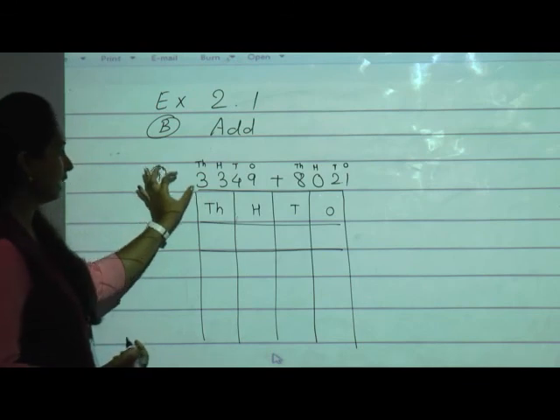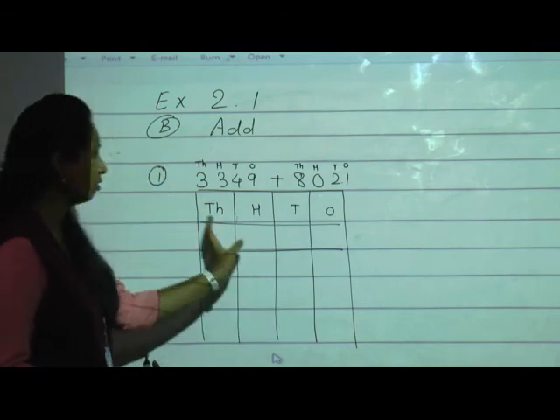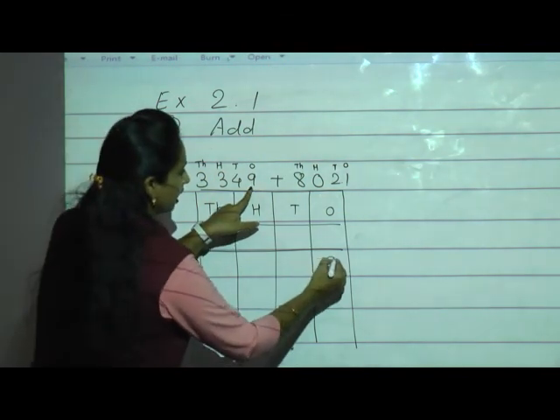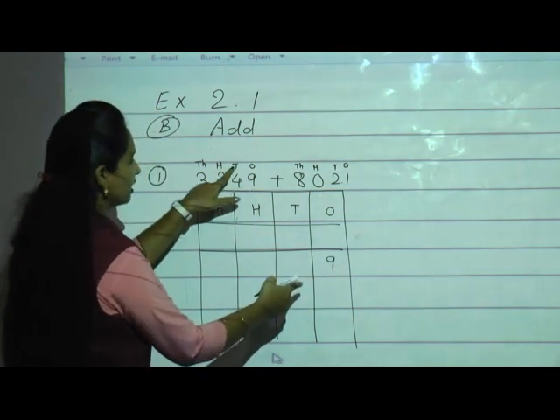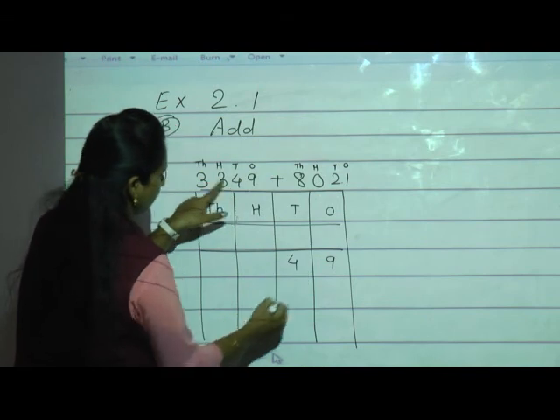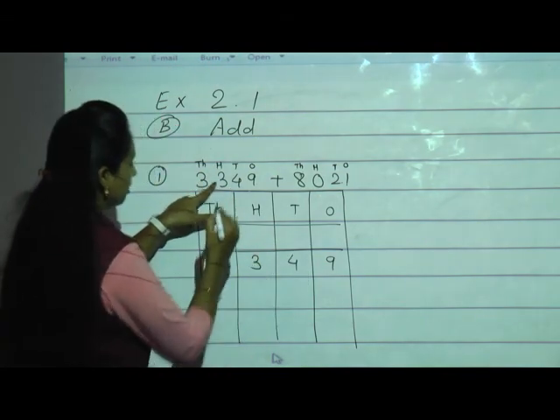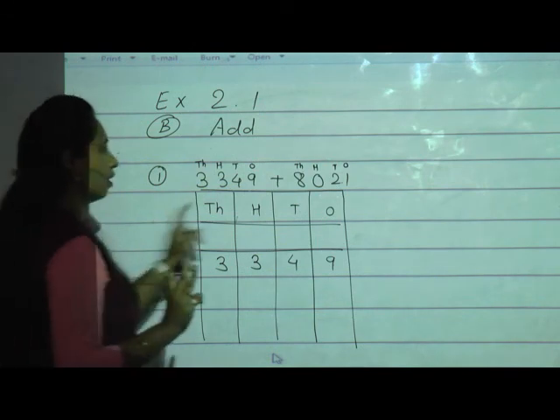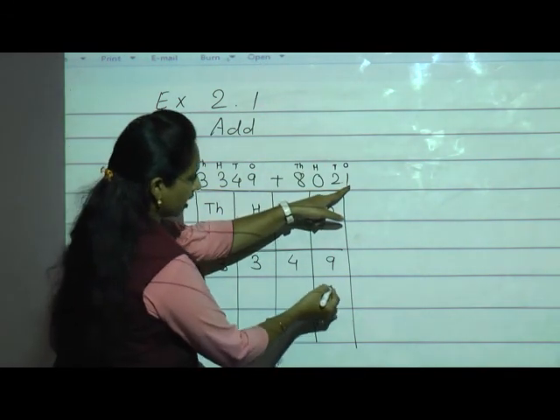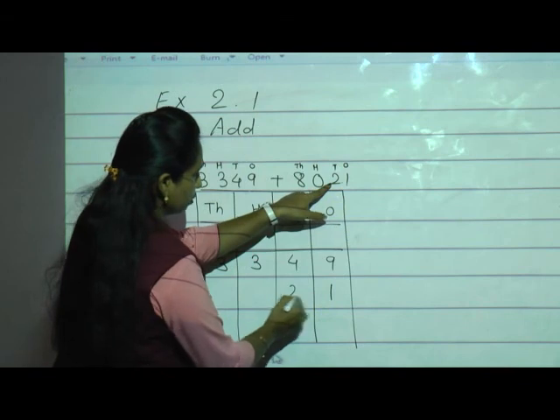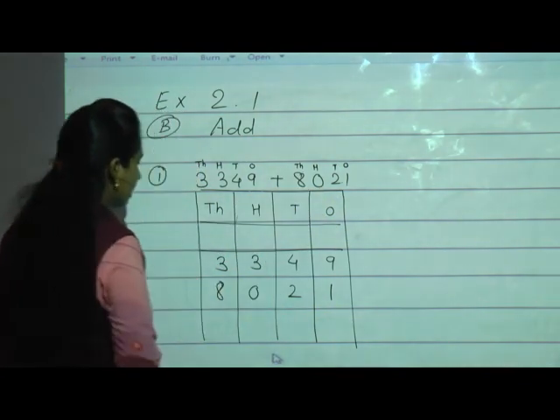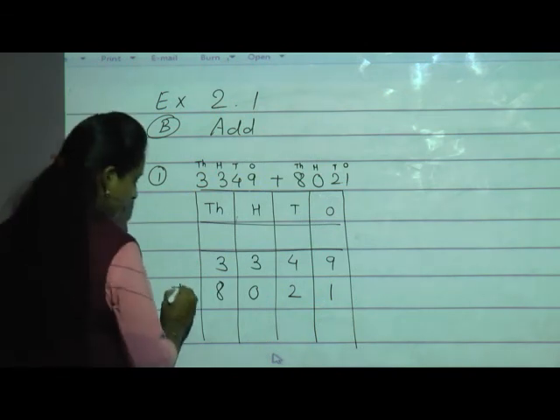Now we will write this number in the place value chart. First we will take this number. On ones place, what is there? 9. So I have written 9. Tens place 4, hundreds place 3, thousands place 3. This we have studied in 3rd standard. In the second number, ones place 1, tens place 2, hundreds place 0, and thousands place 8. Now we have to add these numbers.